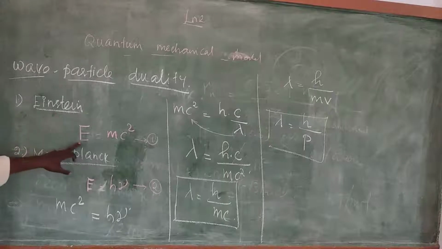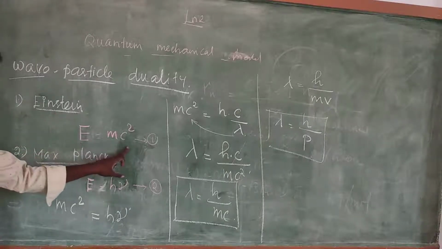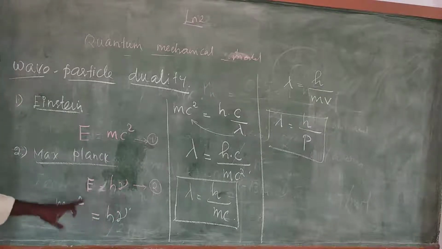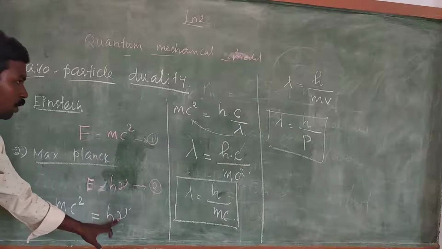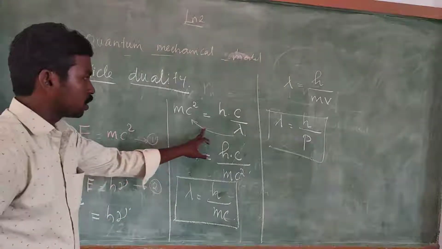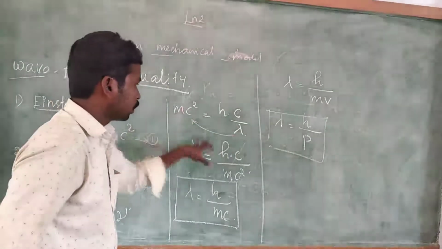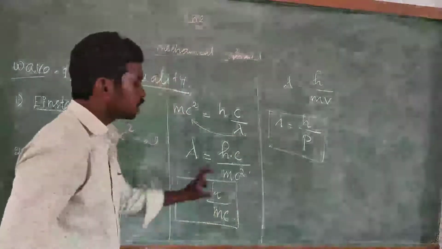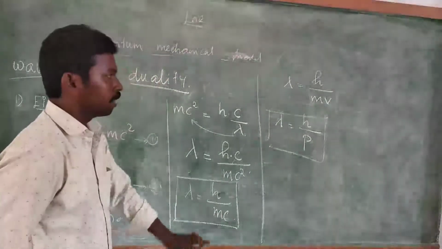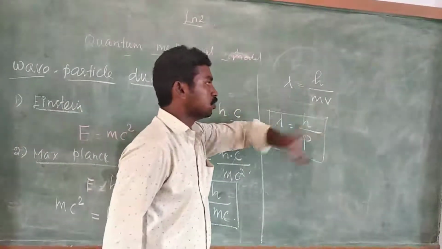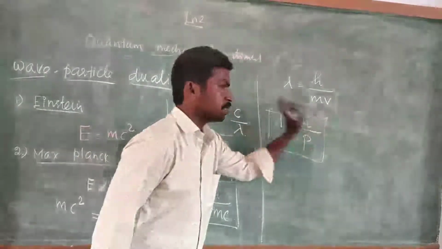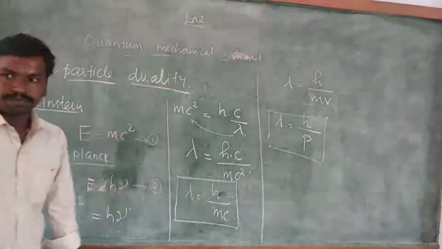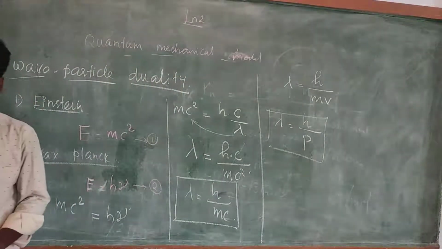According to Einstein, the energy of light is given by E is equal to mc square. According to Max Planck, the energy is given by E is equal to h nu. Then mc square is equal to h nu. Nu is equal to c by lambda. So mc square is equal to hc by lambda. Then we can bring this mc square down. So lambda is equal to h by mc. This is for light particles. Then for material particles, this c can be replaced by v. So lambda is equal to h by mv, and m into v is momentum, that is p. So lambda is equal to h by p. This is called the de Broglie relationship.